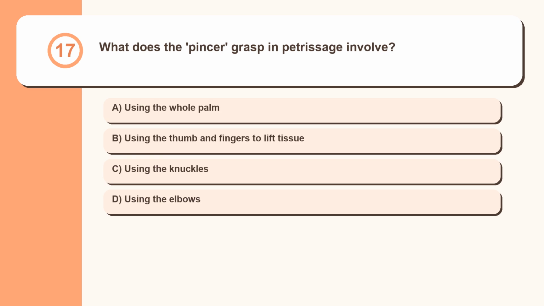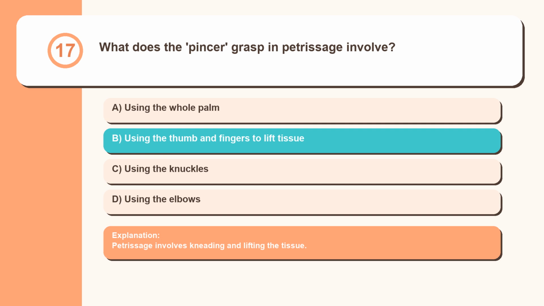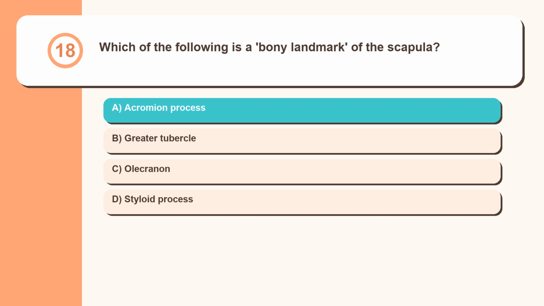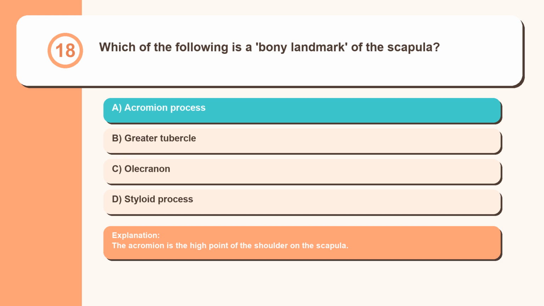Question 17. What does the pincer grasp in petrissage involve? Using the whole palm. Using the thumb and fingers to lift tissue. Using the knuckles. Using the elbows. Petrissage involves kneading and lifting the tissue. Question 18. Which of the following is a bony landmark of the scapula? Acromion process, greater tubercle, olecranon, styloid process. The acromion is the high point of the shoulder on the scapula.